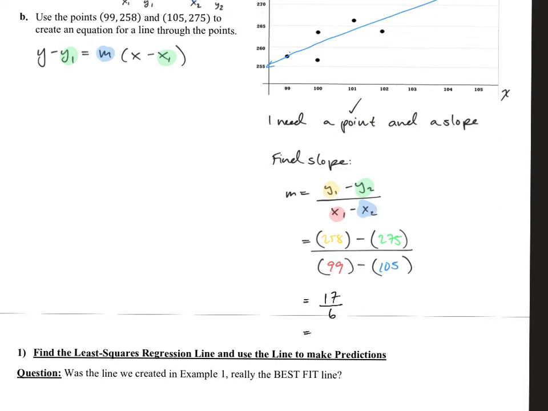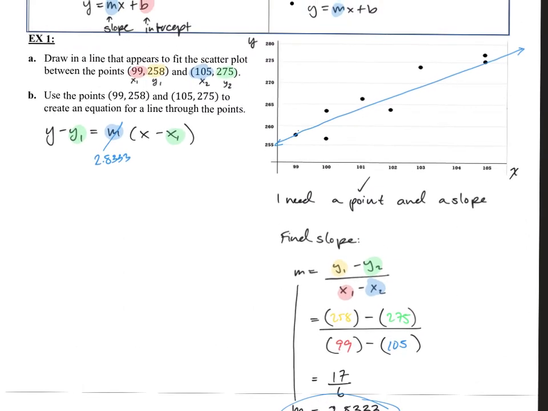Which, when we slap that into a calculator, we get 2.8333. So m equals, I'm going to draw my line down to indicate where m is, m equals 2.8333. So now we can fill in our equation. I have my slope right here, 2.8333. And then I have my point. So I'm just going to use those sub 1s, 258 and 99. So plugging x sub 1 with 99 and y sub 1 with 258, I can substitute those in. So I have y minus 258 equals 2.8333 times x minus 99.